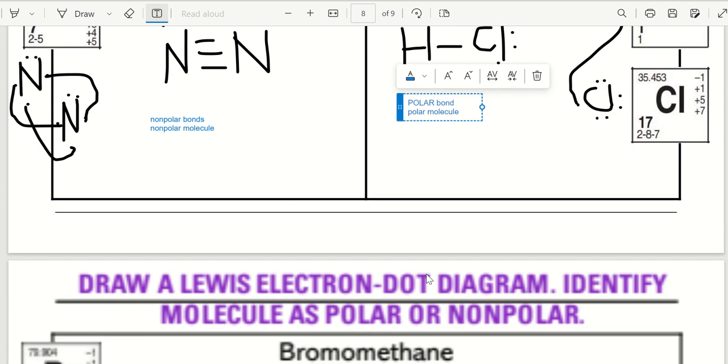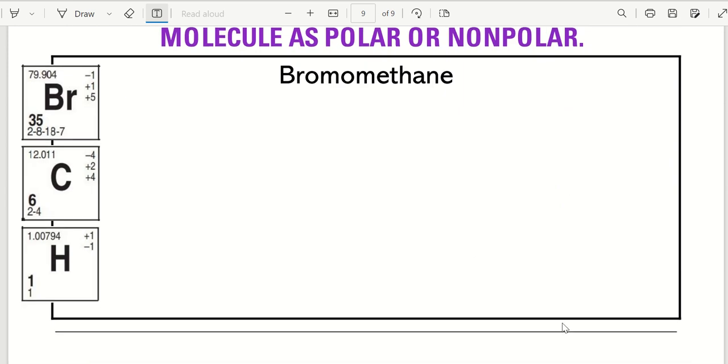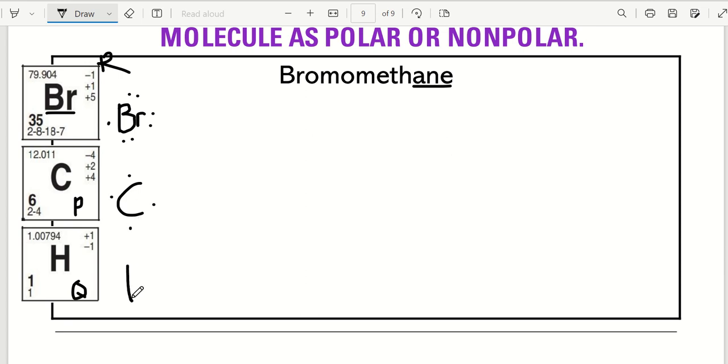So if the only bond is polar, then the molecule is polar. Okay. And one more, bromomethane. So this, you would look at table R and determine bromo is Br. Meth from table P means 1 carbon. Ane from table Q means all single bonds. Okay. So let's draw bromine. It has 7 valence electrons. 1, 2, 3, 4, 5, 6, 7. Carbon 4. 1, 2, 3, 4. Hydrogen has 1. Now, how many hydrogens do I need?